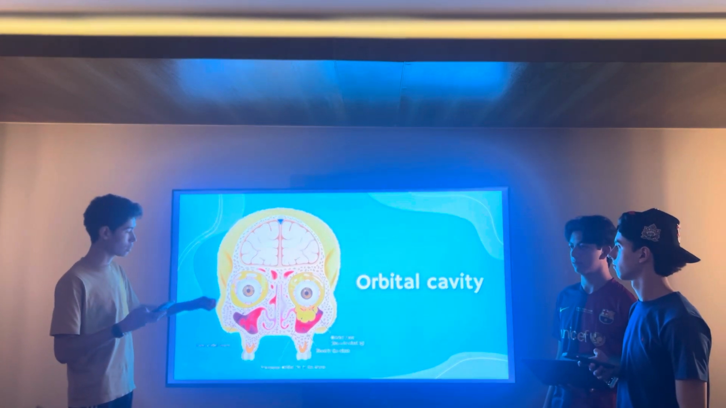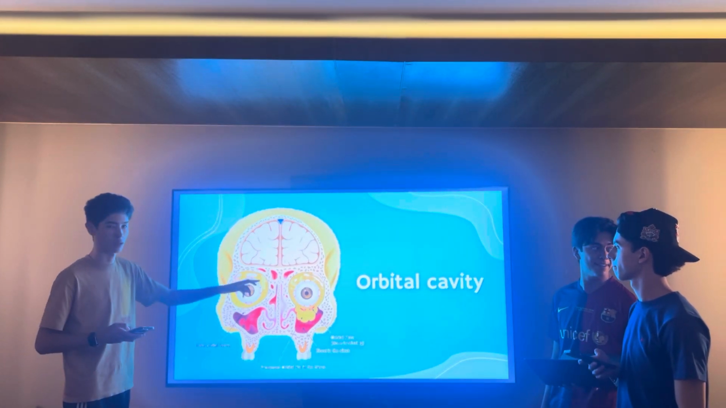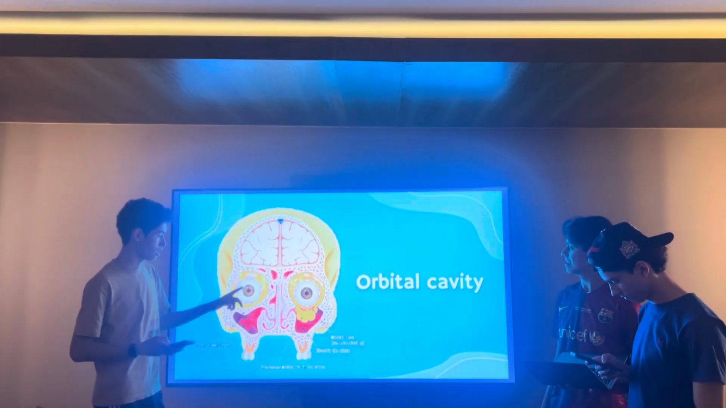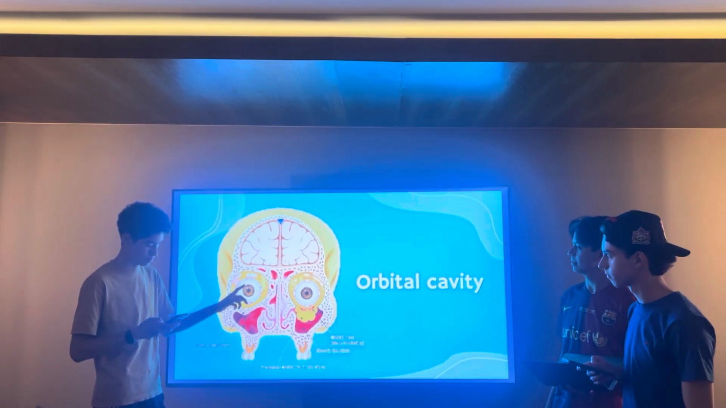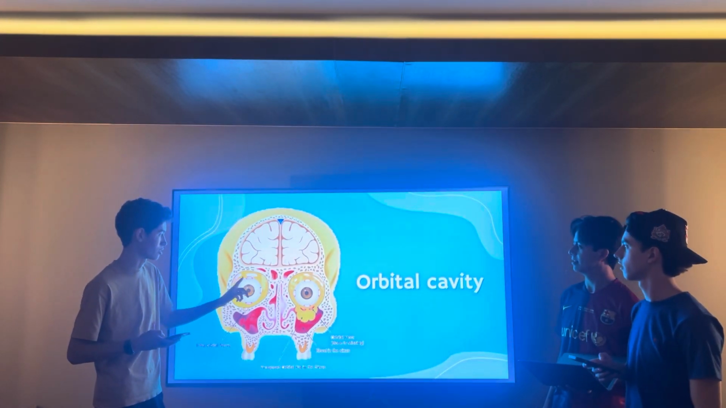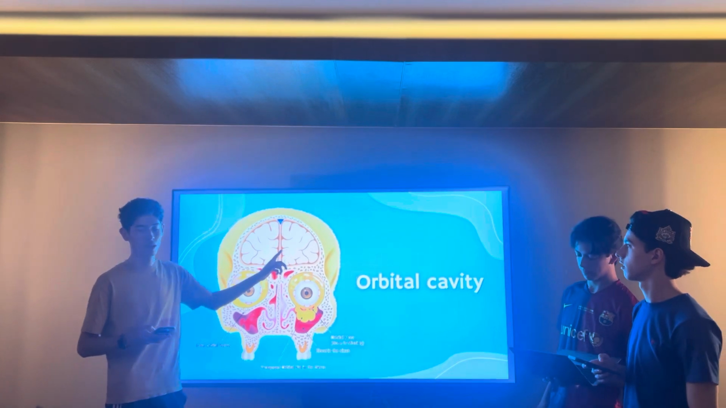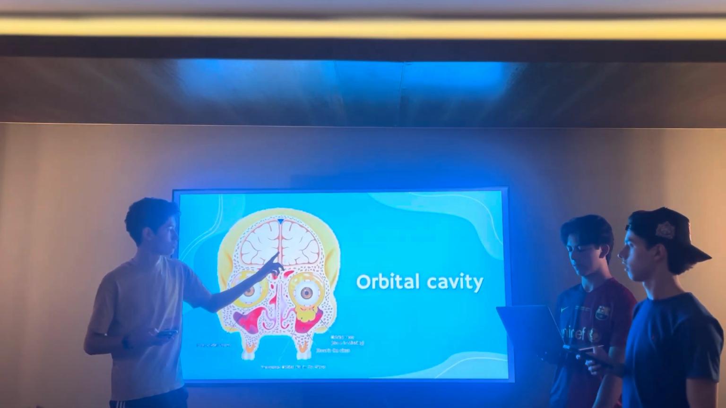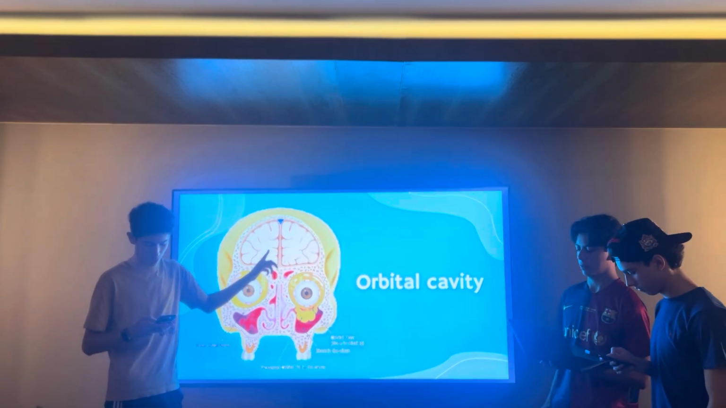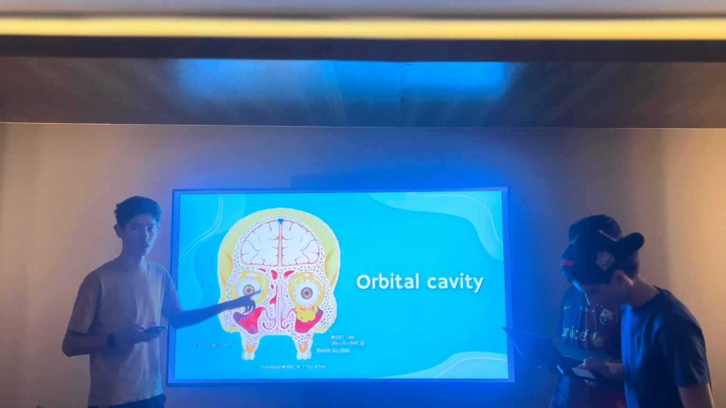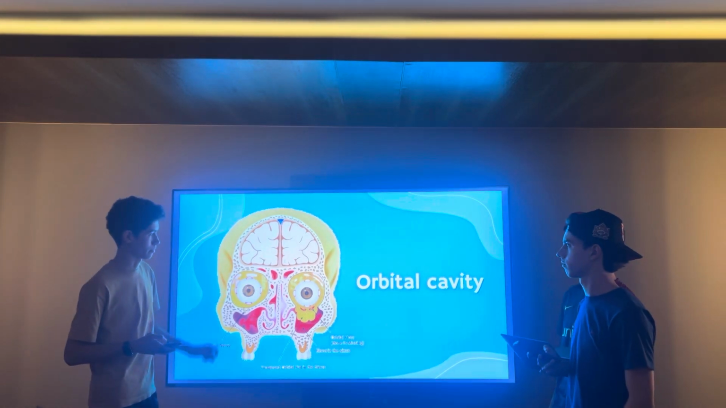Then we have the orbital cavity. The orbital cavity contains the bones of the orbit, which are the ones that maintain the structure of the eye, and the optic nerve, which is connected straight to the brain, so it can transmit the images to it, and it helps with perception of color, sight, and darkness.